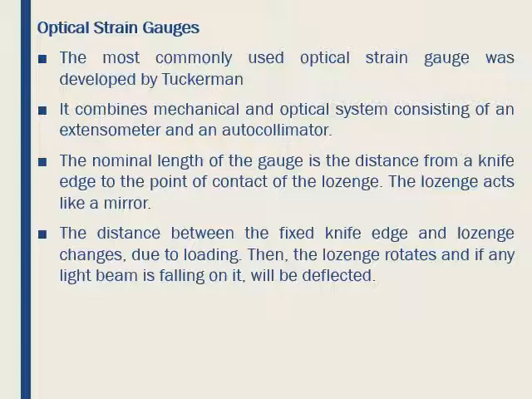They are of two types, like Martin's optical gauge and Tuckerman's optical gauge. Martin's optical gauge is out of your scope. However, I will brief it in 3 to 4 points, and then I will move to the Tuckerman optical strain gauge.